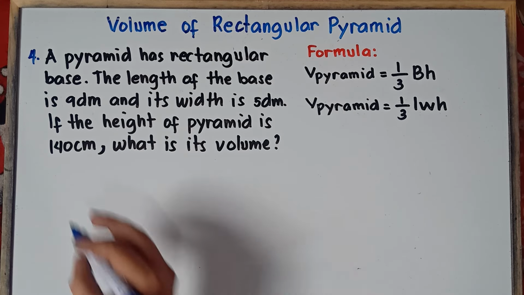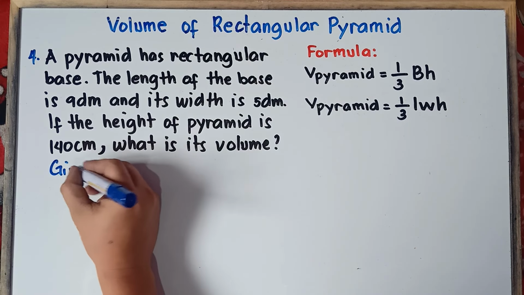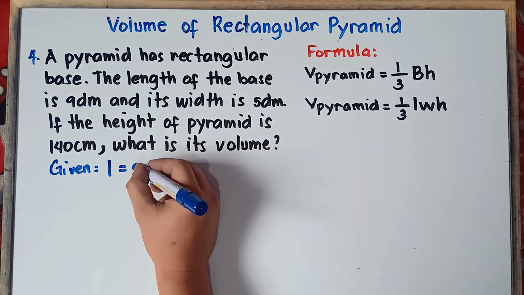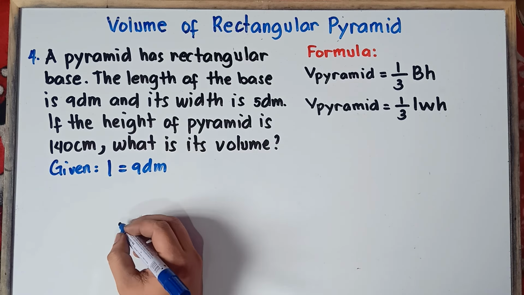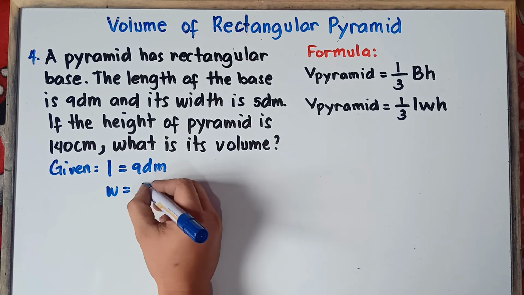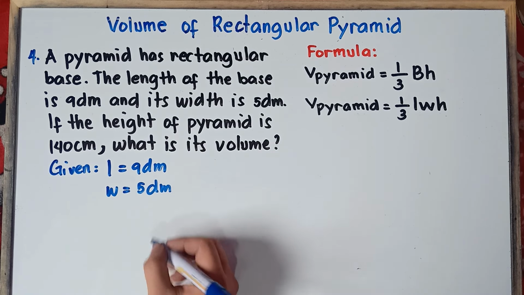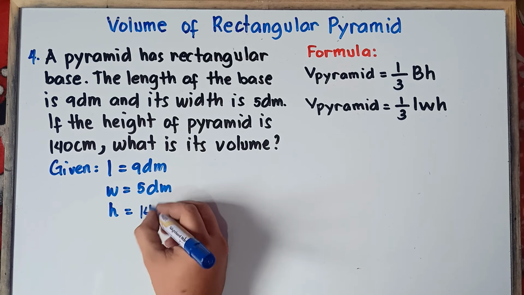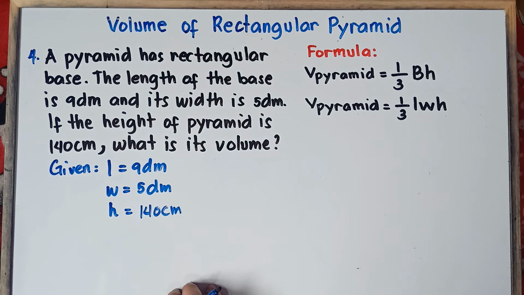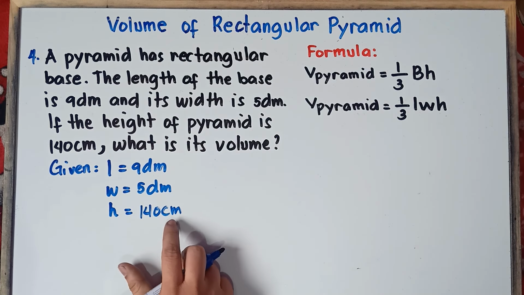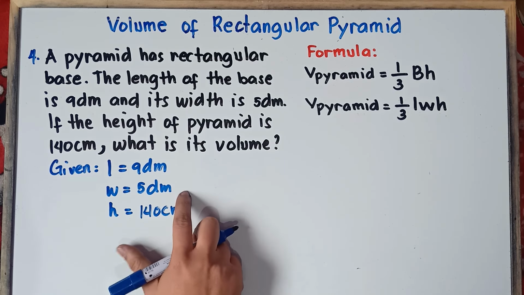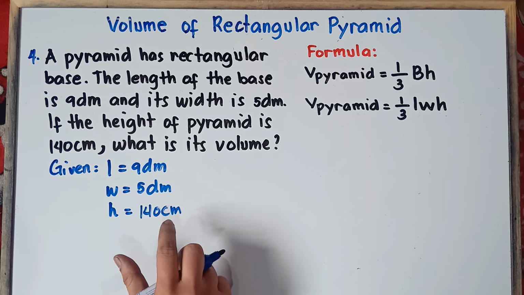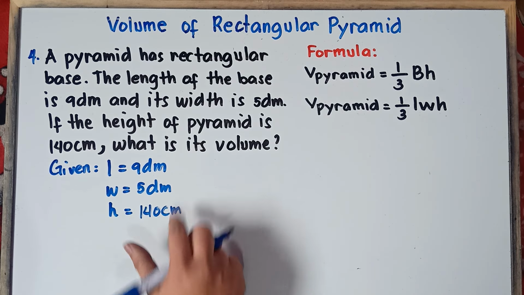Alright, so let me just write down the given, class, for us to be guided. So we have the given length. Length is equal to 9 decimeters. And then we have the given width, that would be 5 decimeters. And our height is equal to 140 centimeters. So therefore, class, we need to convert this centimeters into decimeters, because we have decimeters.